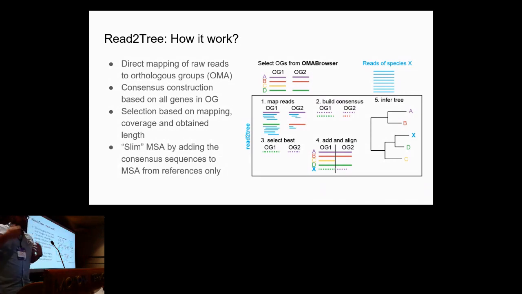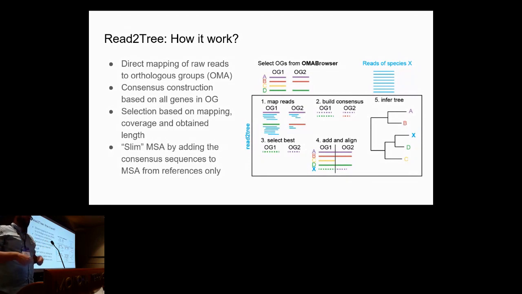Then we construct per-ortholog consensus sequences based on your species, or based on your reads. We select consensus sequences based on the mapping itself, the coverage that we obtain, and the sequence length that the consensus sequence stretches. So there is a pre-selection process in place. And then we do something which I call a slim MSA. It's probably not the right term, but basically we already know from these orthologous groups the multiple sequence alignments, right?